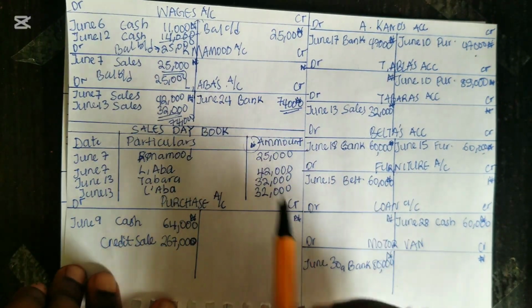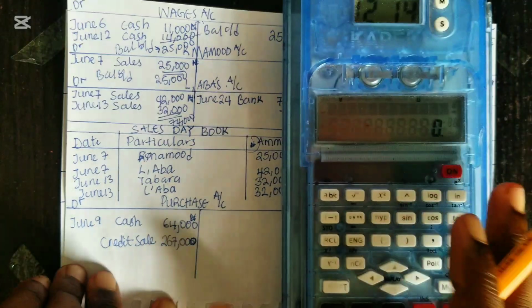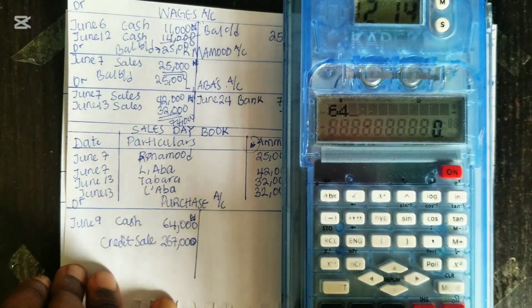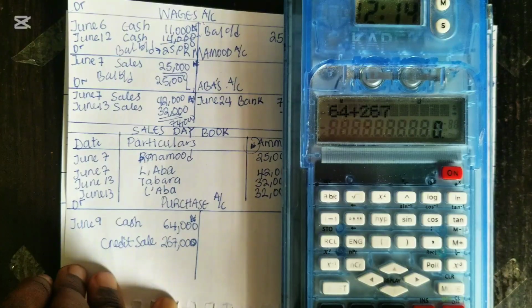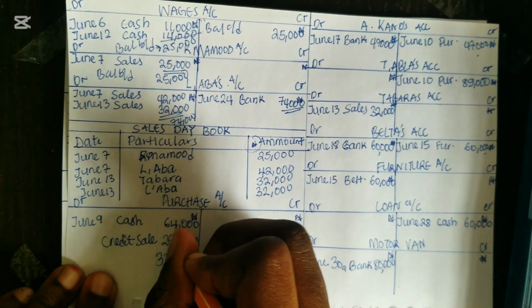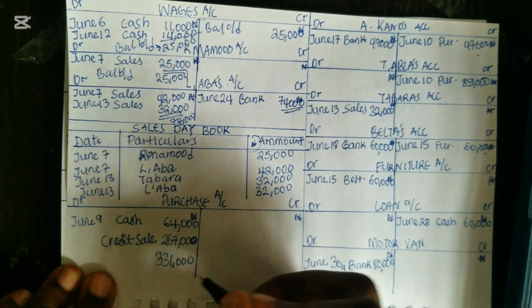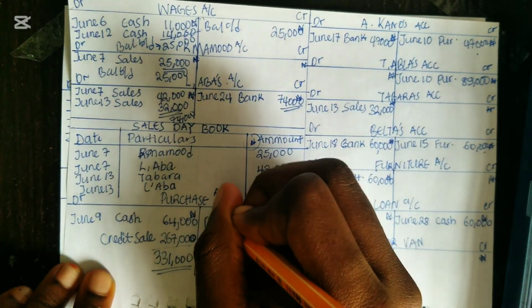So this one too, we don't need to move the sales day book, because we have already transferred it to the sales account. So for the purchases account now, 64 plus 267 is what? 331. So this one is 331,000. Because this is 331,000, this is already our balance carried down, balance brought down, because our balance carried down will be what?